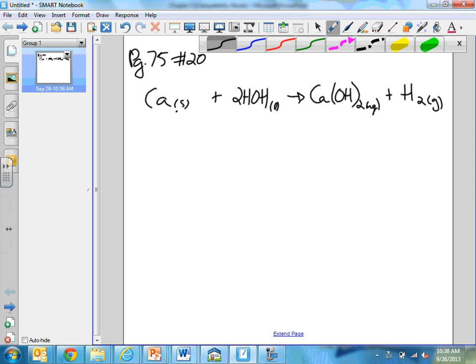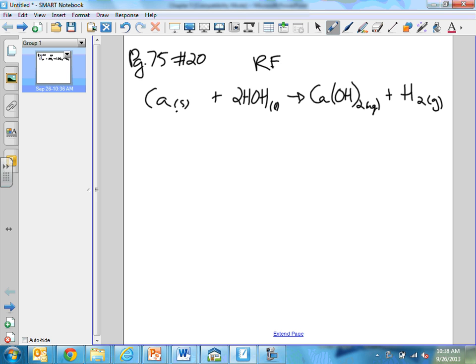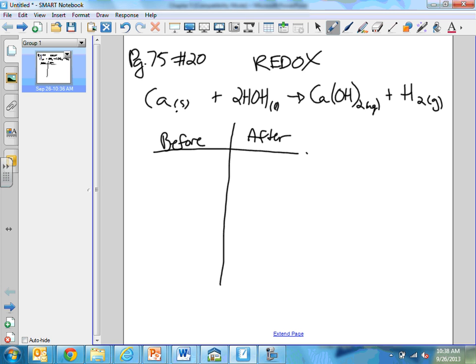So when you're dealing with these redox reactions, remember that means that we've got a combination of a reduction and an oxidation happening. You want to start it off by making this before and after chart. So what do the substances look like before the reaction and what do they look like after? And then we compare them.